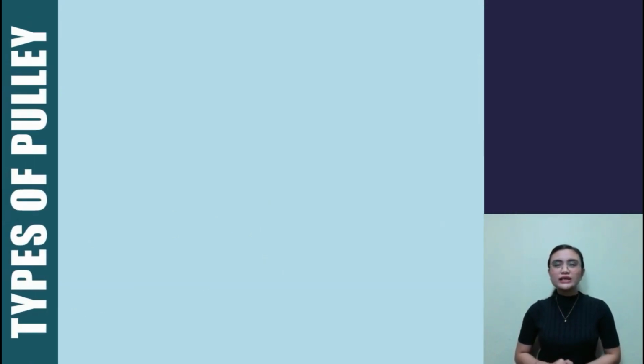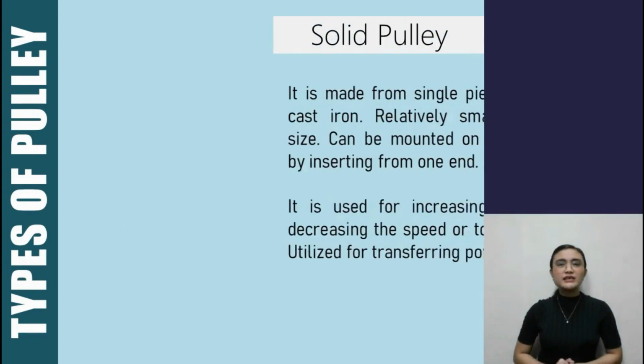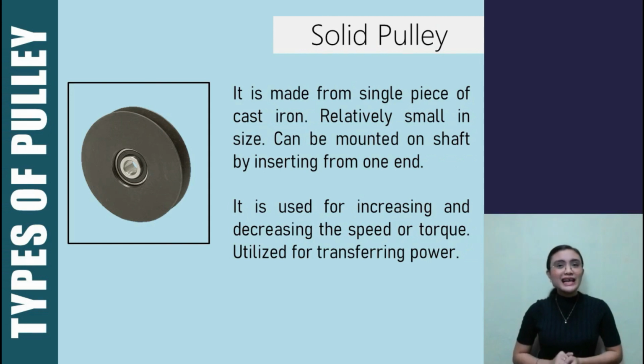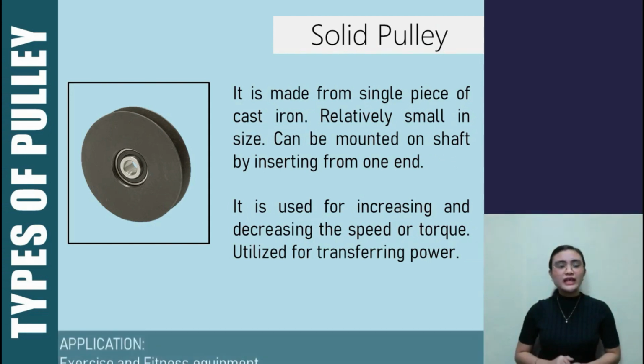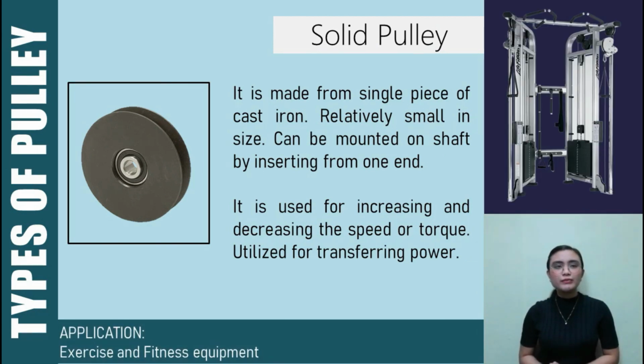Let's proceed now to the types of pulley. The first type of pulley is called the solid pulley. It is made from a single piece of cast iron and is relatively small in size. It can be mounted on the shaft by inserting from one end. It is used in increasing and decreasing the speed or the torque utilized for transferring power. The common application for this type of pulley is exercise and fitness equipment.